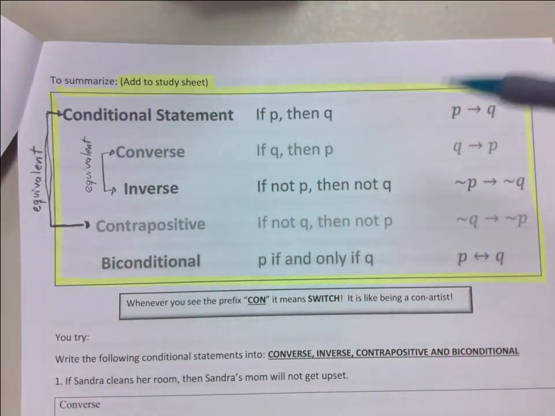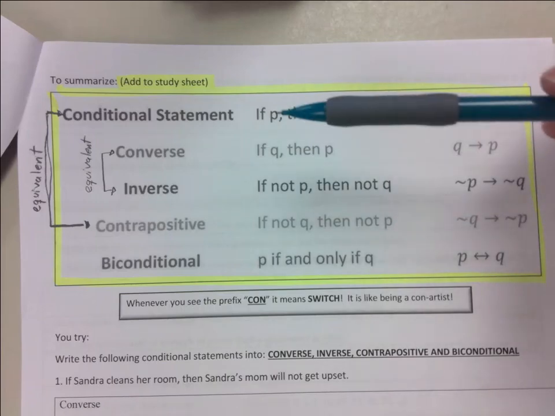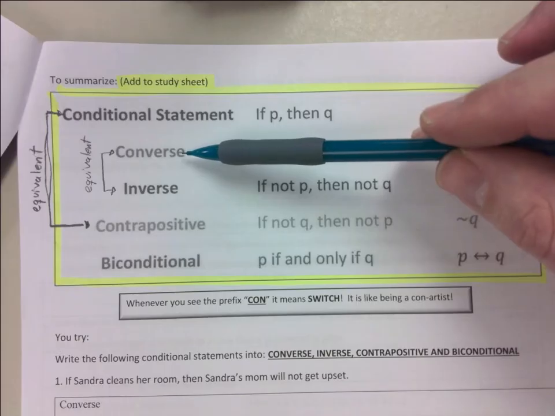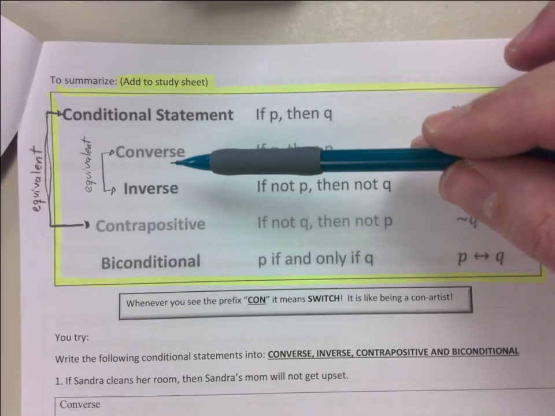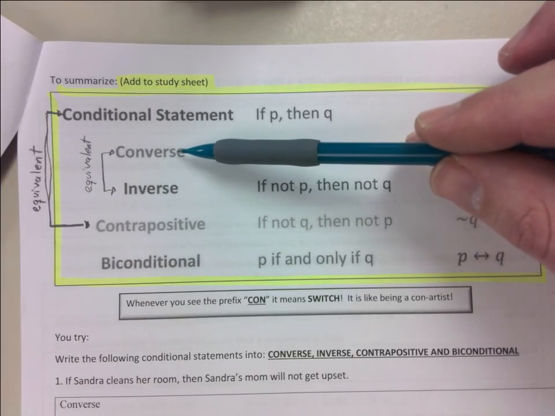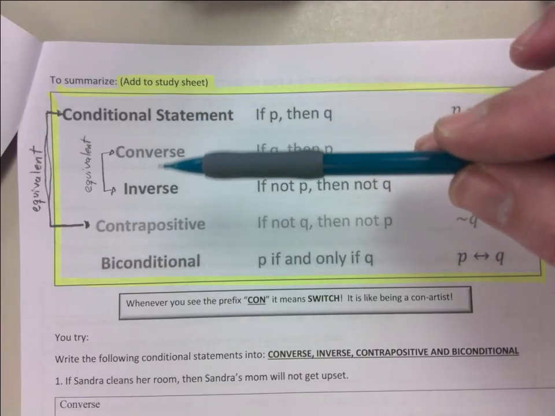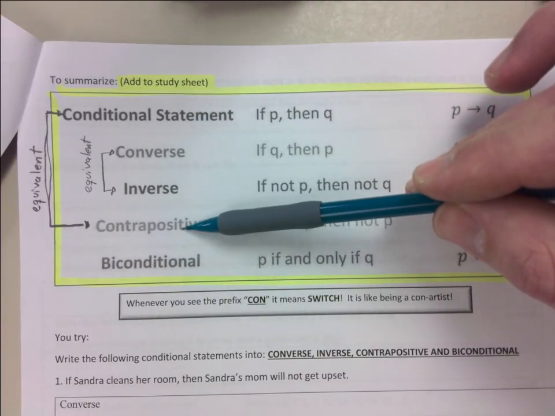So in case the province ever asks you, write the converse, and then asks you, write a statement that would be logically equivalent to this one that you just wrote, you should know that the inverse would be logically equivalent to the converse, and that the original conditional is logically equivalent to the contrapositive. Okay?